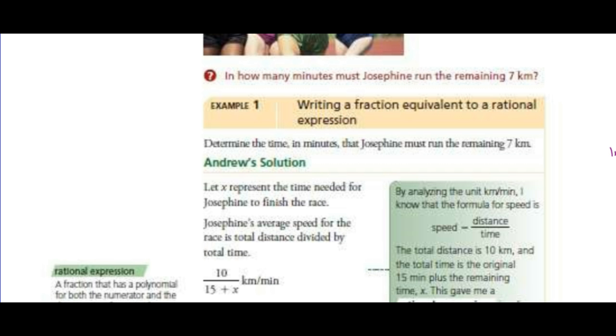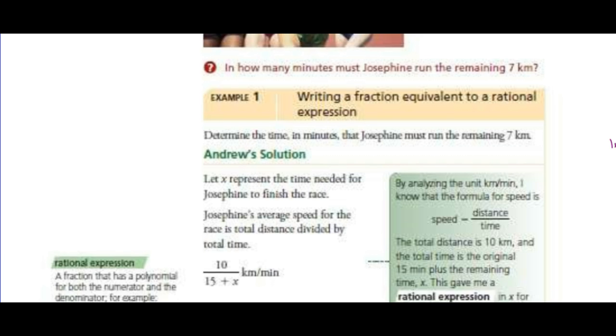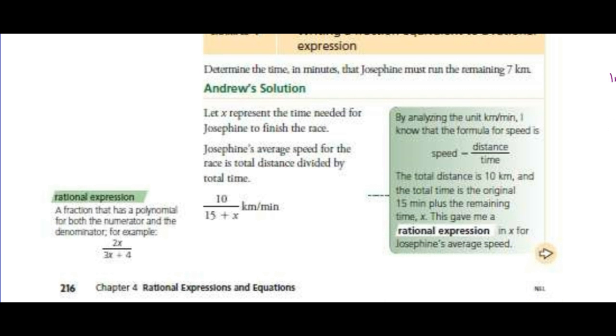Determine the time in minutes that Josephine must run the remaining 7 kilometers. Andrew's solution. Let x represent the time needed for Josephine to finish the race. He says, by analyzing the unit kilometers per minute, I know the formula for speed is distance over time, right? Units are kilometers per minute.